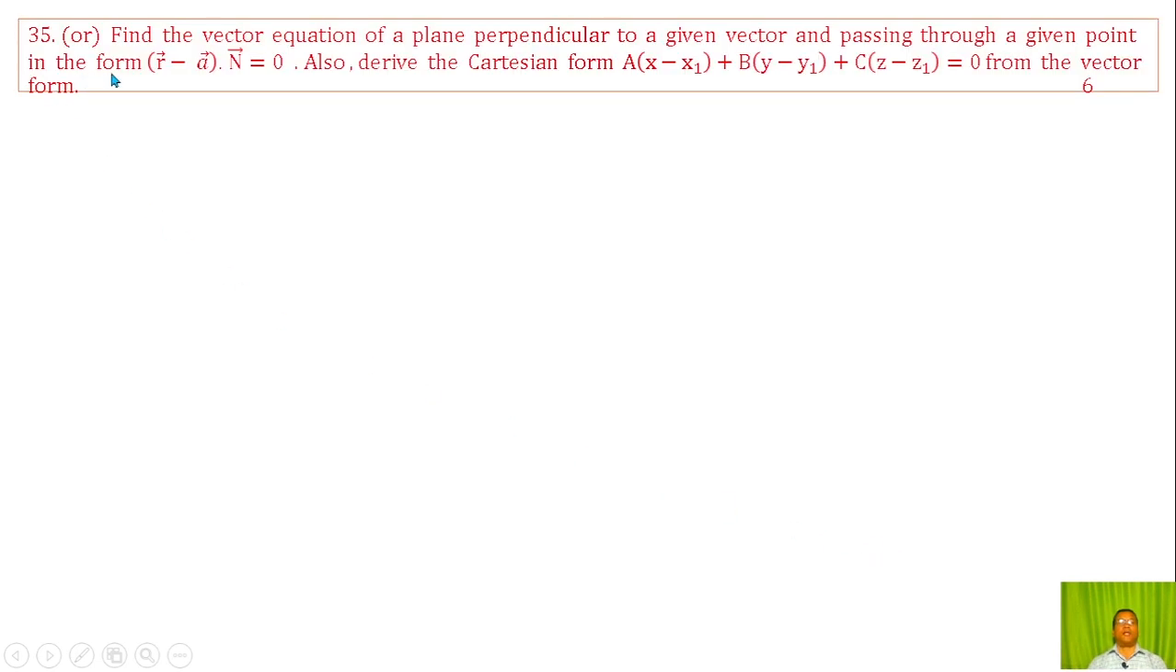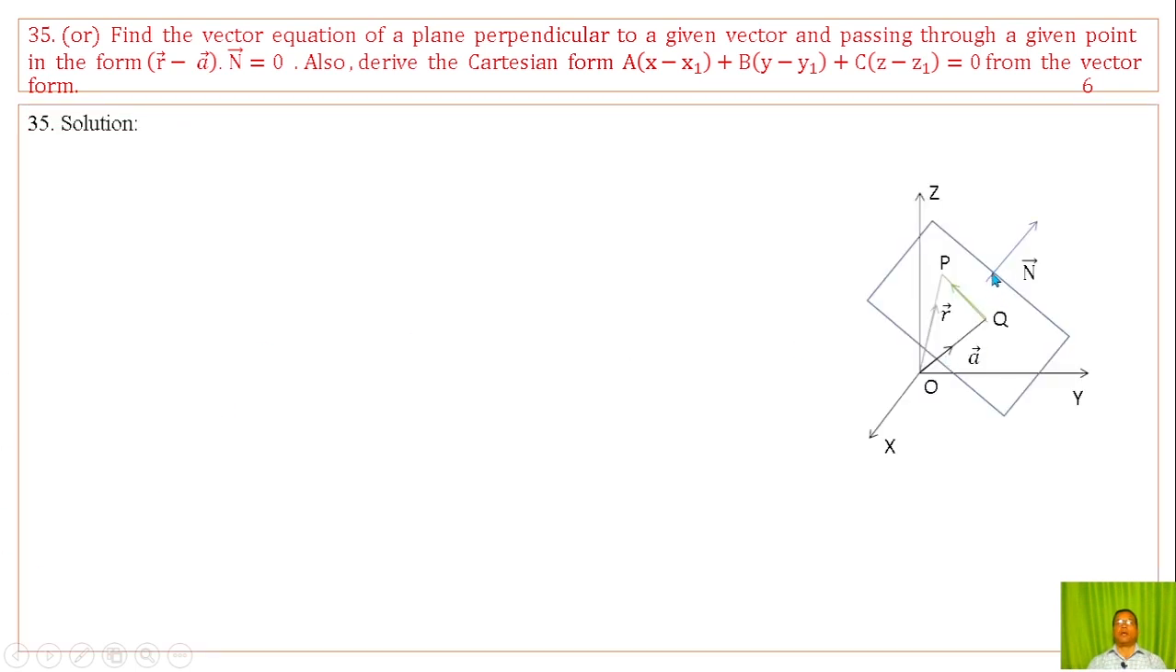Question 36. Find a vector equation of a plane perpendicular to a given vector and passing through a given point in the form r vector minus a vector dot n vector equal to 0. Also derive the Cartesian form a times of x minus x1 plus b times of y minus y1 plus c times of z minus z1 equal to 0 from the vector form, 6 marks.